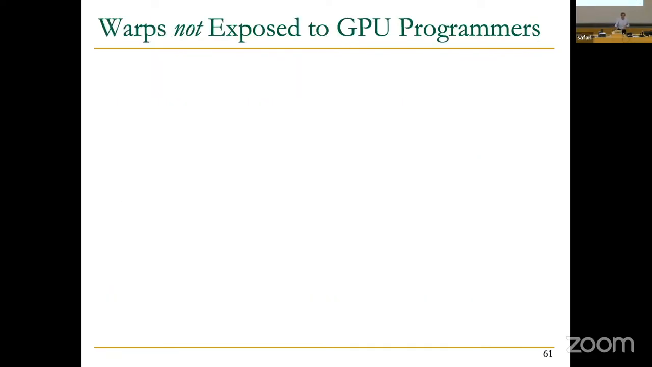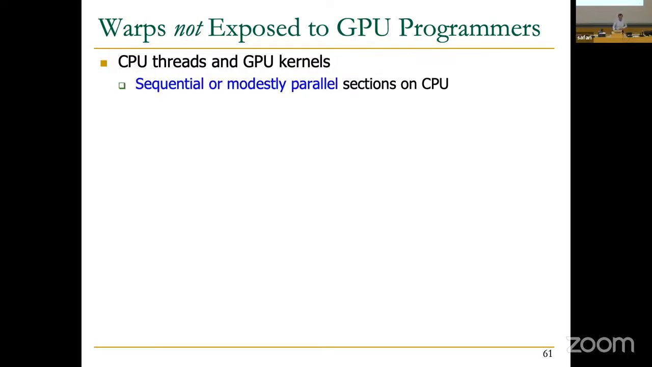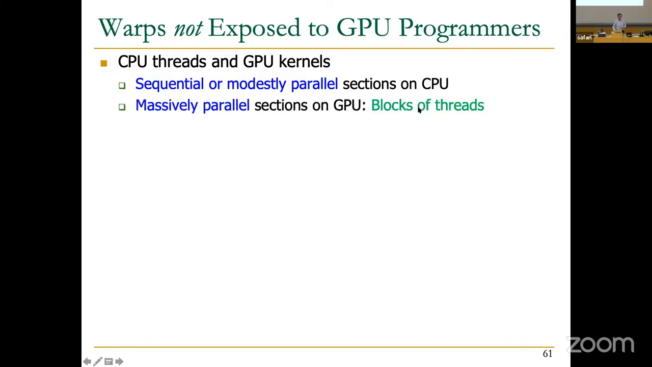I should say that in existing GPUs, warps are not exposed to programmers. I mentioned this, but let's clarify this. So you have CPU threads. In GPUs, it's also called kernels, for example. These are sequential or modestly parallel sections on CPU, but you have massively parallel sections on GPU. These are called blocks of threads. So when you program, actually, you have some serial code.